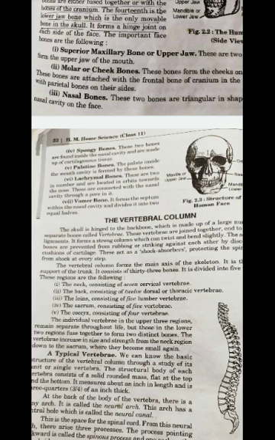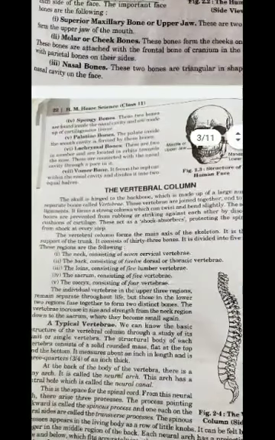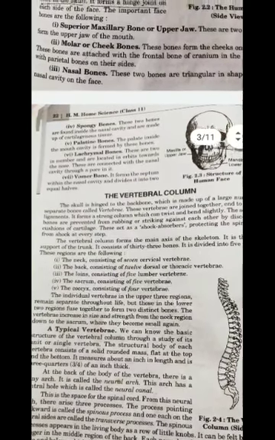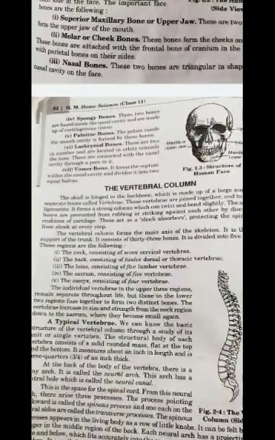Vertebral column. The skull is hinged to the backbone, which is made up of a large number of separate bones called vertebrae. These vertebrae are joined together end to end by ligaments. It forms a strong column which can twist and bend slightly. The separate bones are prevented from rubbing or striking against each other by disc-shaped cushions of cartilage. The vertebral column forms the main axis of the skeleton. It is the chief support of the trunk.